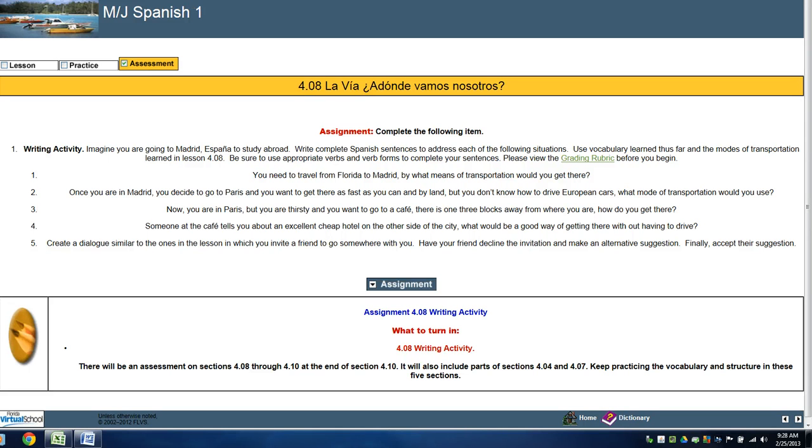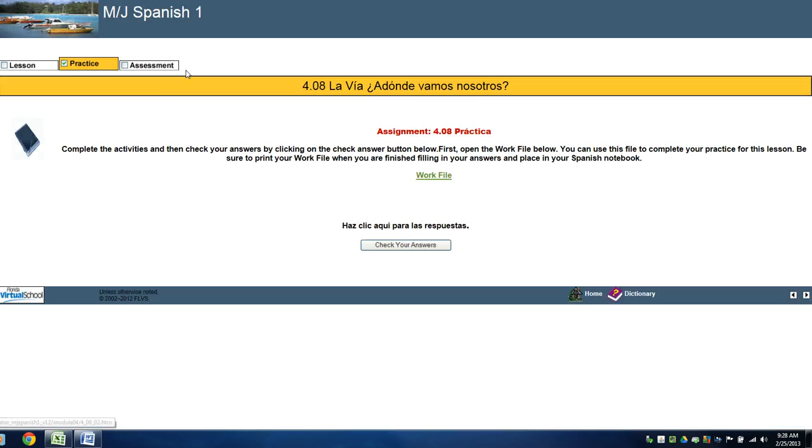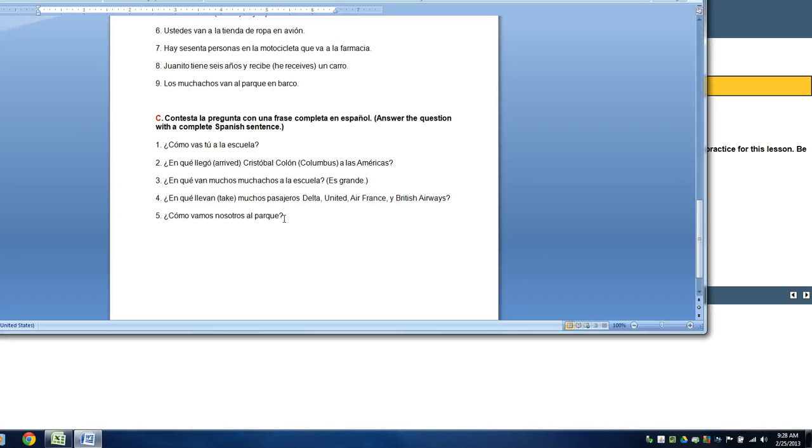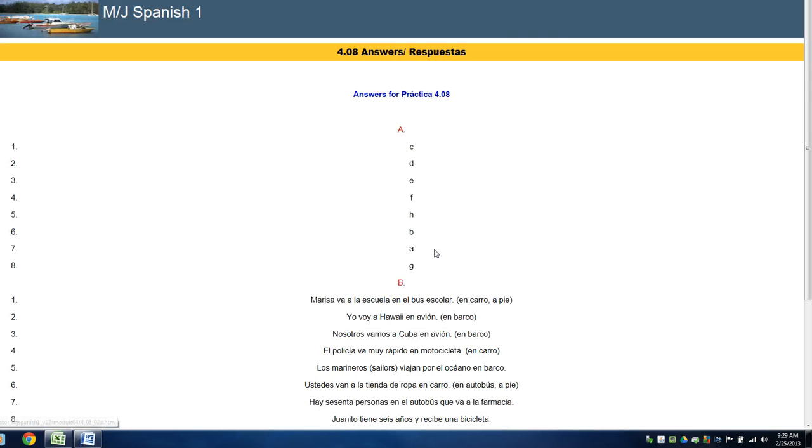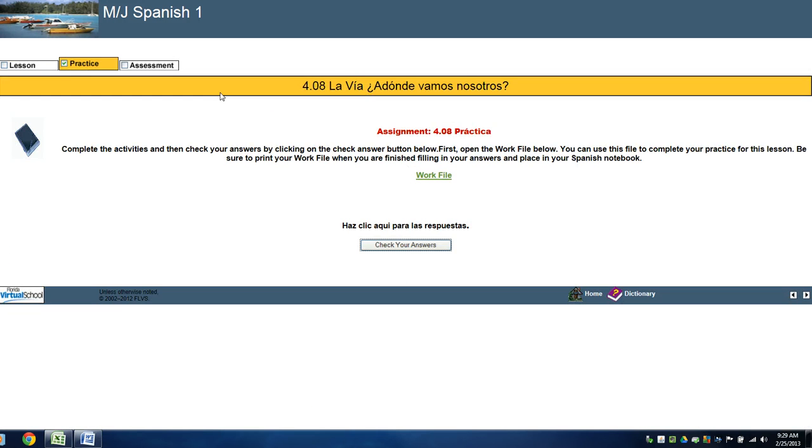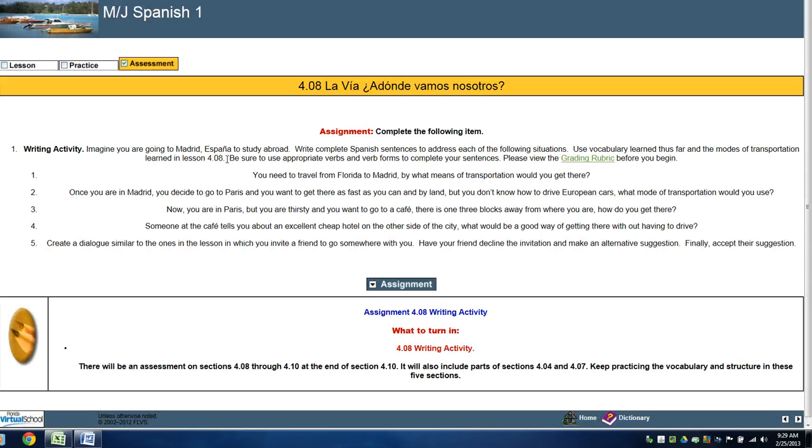Okay, now we're going to look at the actual assessment for 4.08. Now remember, you should have done the practice activities, opening up the work file here, answering the questions. Pay particular attention to the last one where you're writing complete sentences, okay? That is the most important part. And remember, you are able to check your answers. Look at those after you have completed the assessment, or the practice.